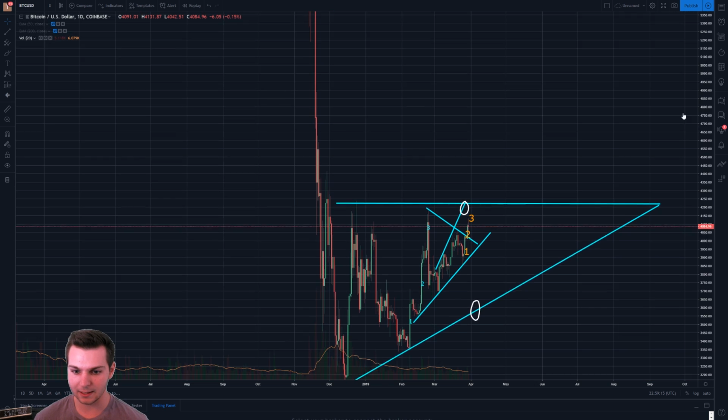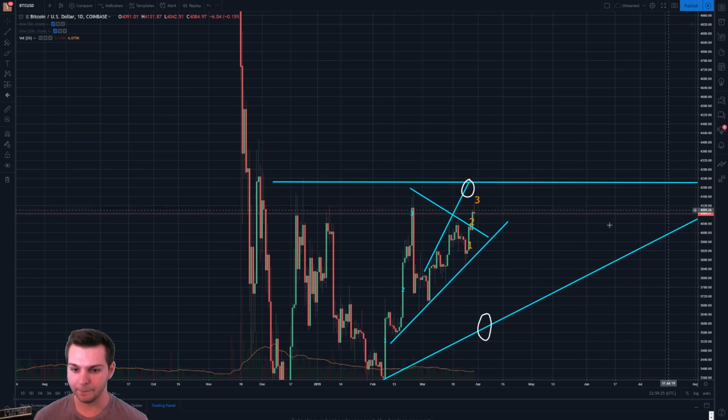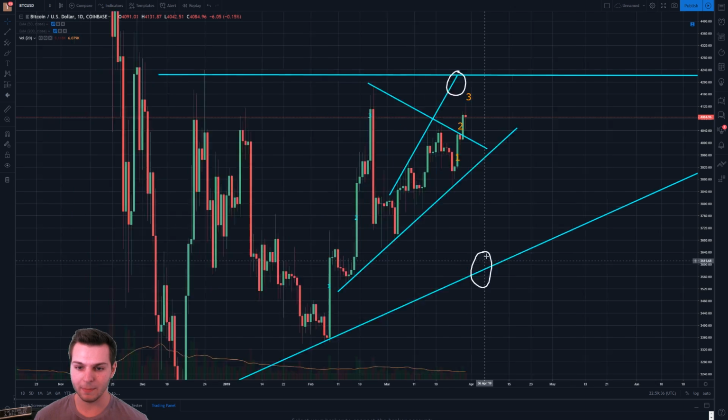Now, personally, again, I have said that I think that we're actually going to have a lower high over here, and if we do form a lower high around this $4,200 area, I think that we are going to very steeply fall back towards support. Now, I think our first support is going to be the bottom of this ascending broadening wedge, and if this is going to break, then I think that we're going to be going back down towards the bottom of the ascending triangle.